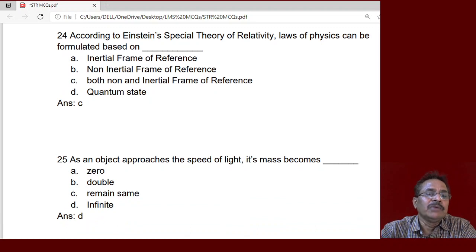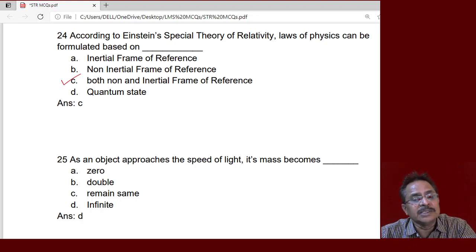Question 24. According to Einstein's special theory of relativity, laws of physics can be formulated based on: A, inertial frames of reference; B, non-inertial frames of reference; C, both non-inertial and inertial frames of reference; and D, quantum states. Out of that, as we have seen, this is related to the first postulate of relativity. Therefore, according to the special relativity, laws of physics formulated must be based upon both inertial and non-inertial frames of reference. Therefore, question number 24, correct answer is C.